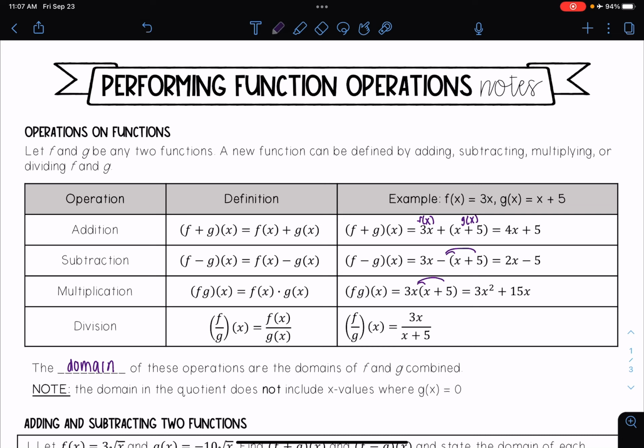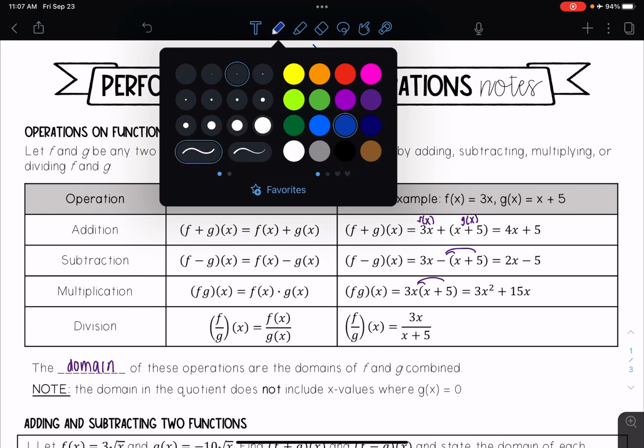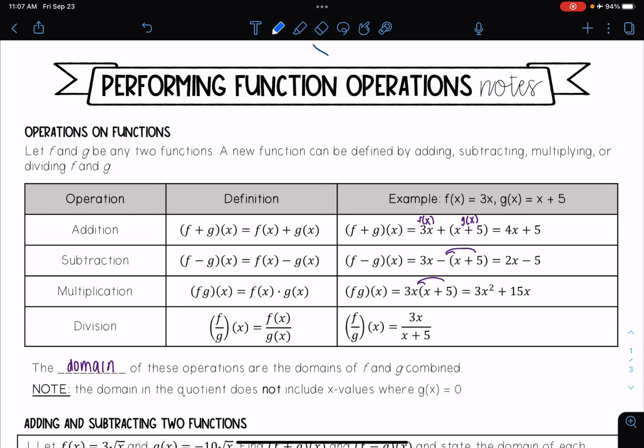So for example, in our division example here, this denominator x plus 5 can never equal 0. So the domain here would be all real numbers except x is equal to negative 5. Because if I plug in negative 5 for x, I would end up with a 0 in the denominator, which we cannot have.